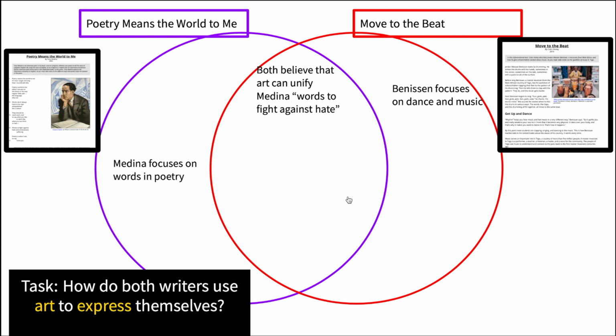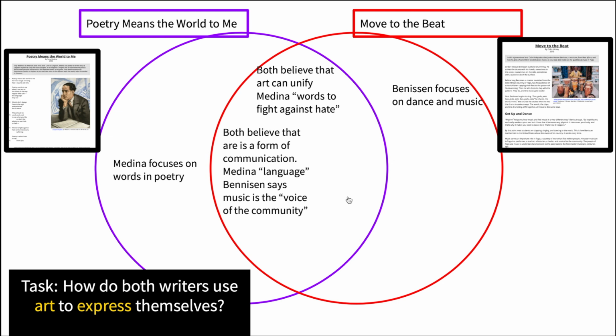Let's see if we can find a similarity now. Both believe that art is a form of communication. Medina uses the word language, and Benison says that music is the, quote, voice of the community. So this idea of language or communication pops up in both articles. Here's another similarity. Both understand that art expresses our moods. Remember, Medina talks about jazz and the blues, and Benison talks about this idea of shifting moods and having music kind of emulate the different rhythms in our different moods.